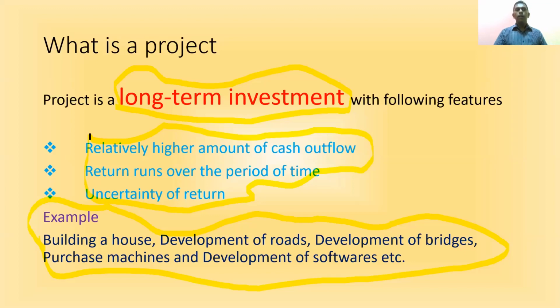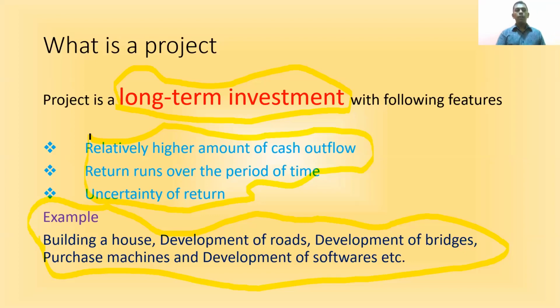Now what happens? First, look at the first feature of a long-term investment opportunity: relatively high amount of cash outflow. Yes, when you invest 500,000 rupees in a fixed deposit account, that's a huge amount, right? Money is going out from us. Initially, it's a very huge amount of cash outflow. So the first feature is satisfied by this investment opportunity, right?